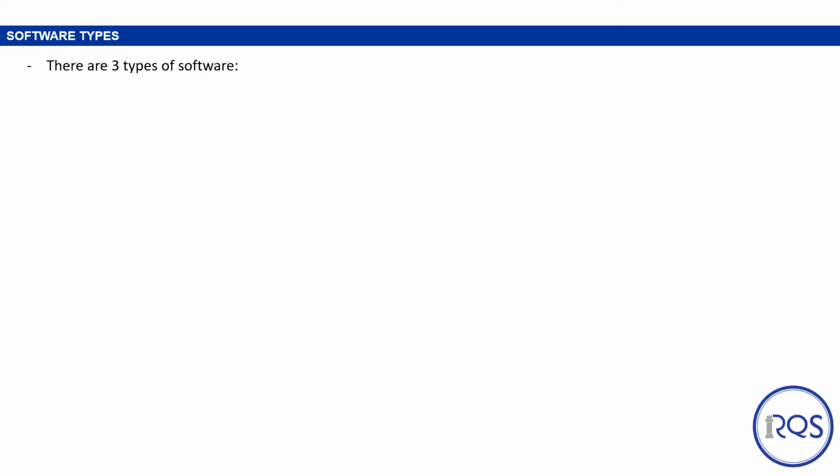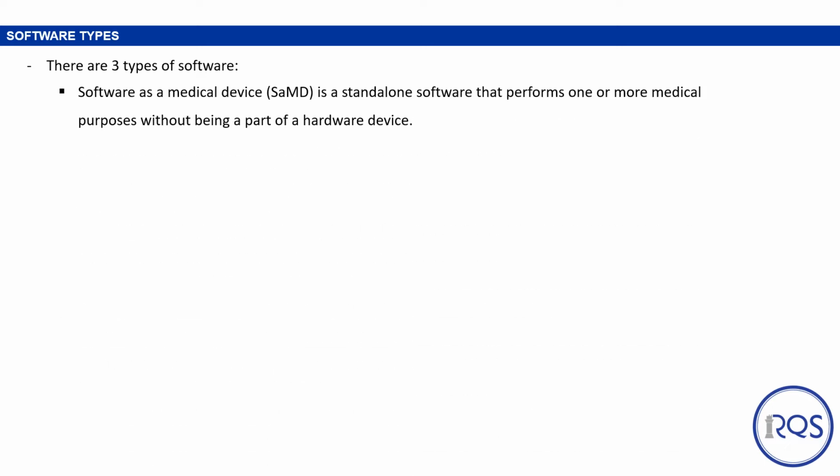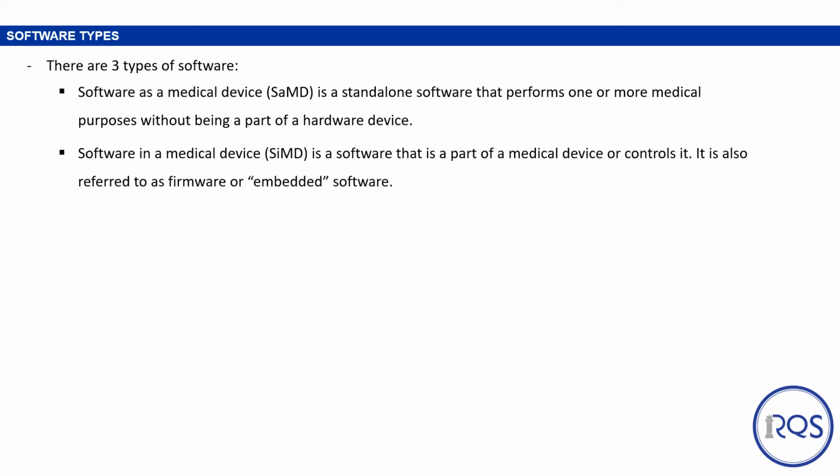Before we dive into the different components of the figure that we just saw on the last slide, let's first get a better understanding of the different types of software. First, we have software as a medical device, or SAMD. SAMD is a standalone software that performs one or more medical purposes without being a part of a hardware device. Next, we have software in a medical device, or SIMD. SIMD is a software that is a part of a medical device or controls it. It is also referred to as firmware or embedded software.